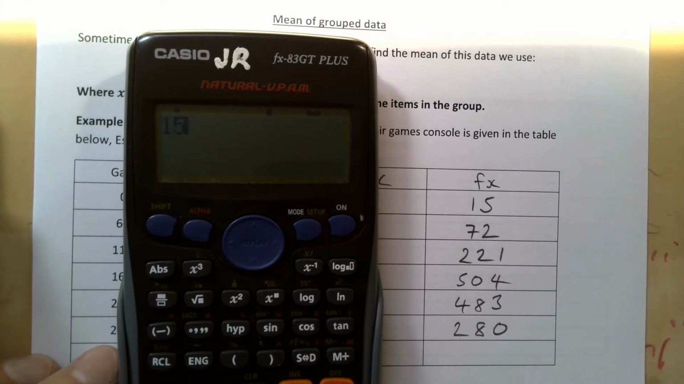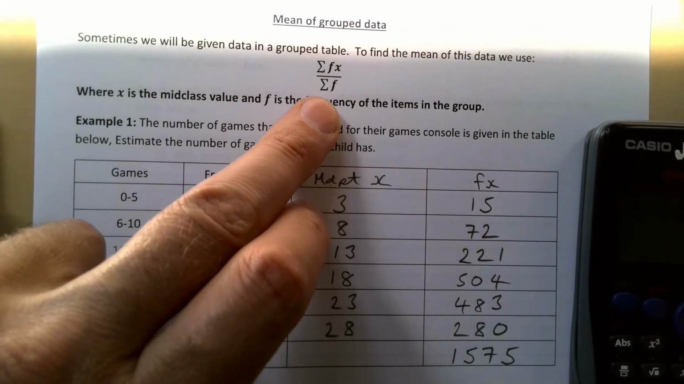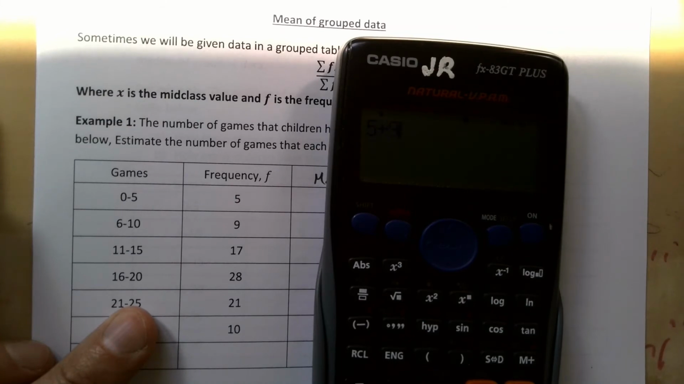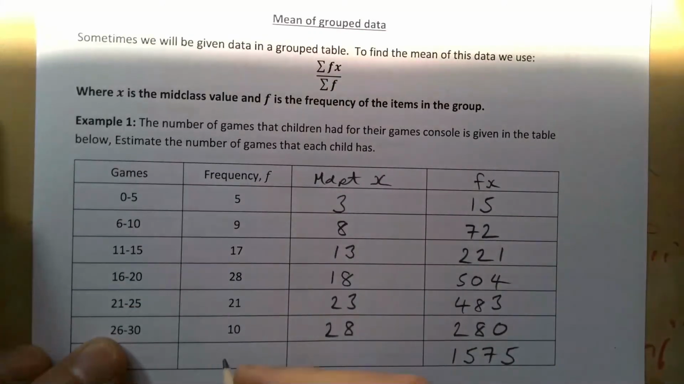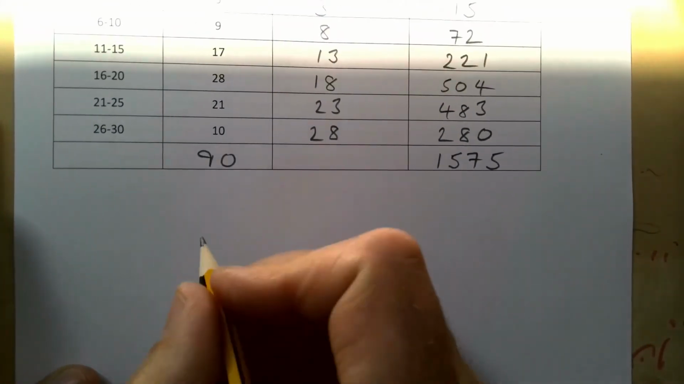So it's going to be 15 plus 72 plus 221 plus 504 plus 483 plus 280. And the sum of that is 1575. This then is the sum of all the fx's. So we're going to do this one: 5 plus 9 plus 17 plus 28 plus 21 plus 10. That's 90.